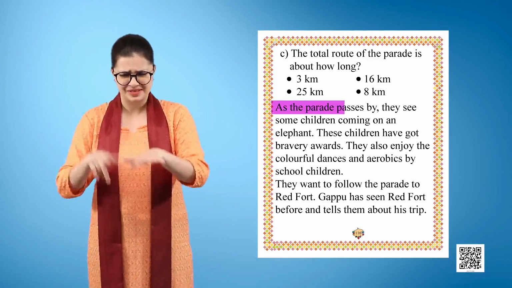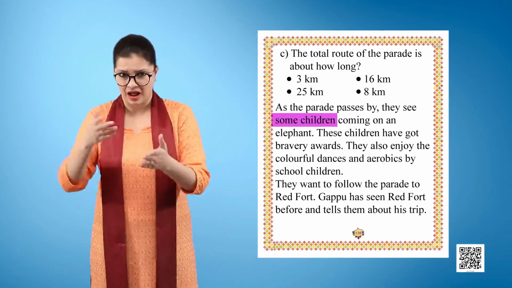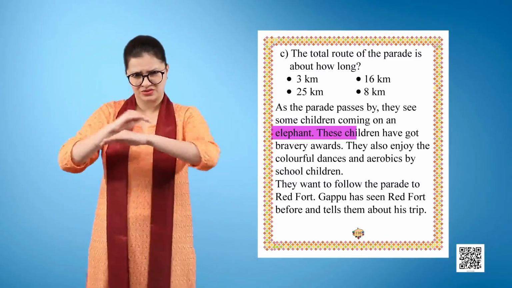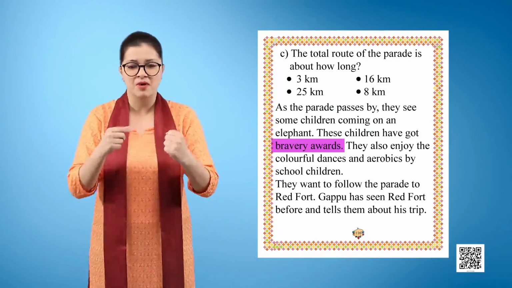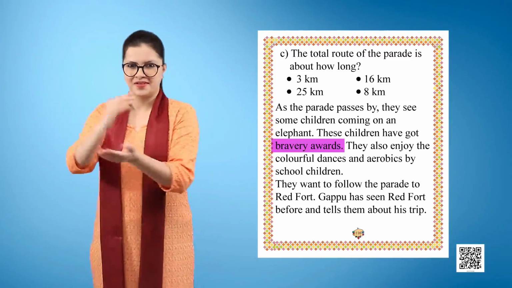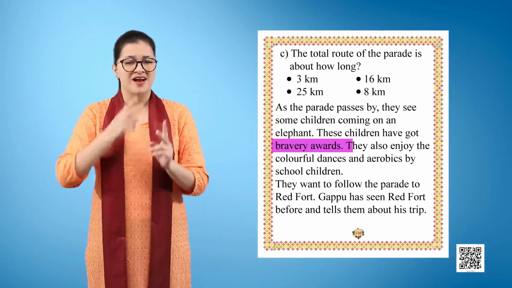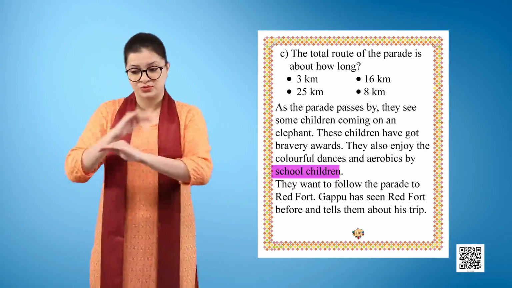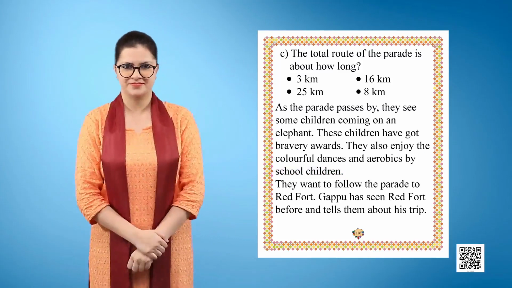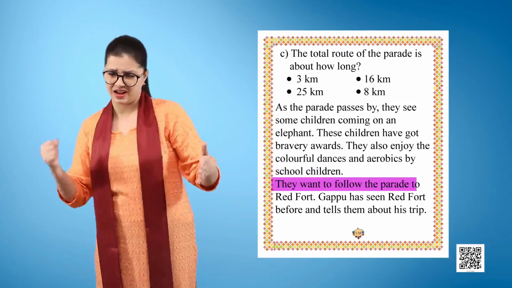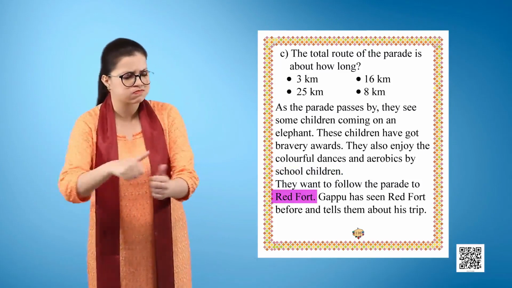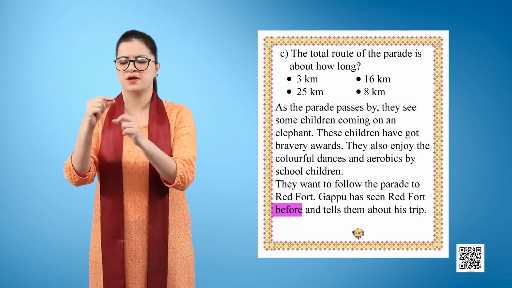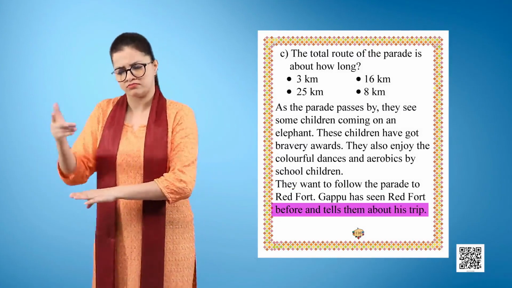As the parade passes by, they see some children coming on an elephant. These children have got bravery awards. They also enjoy the colorful dances and aerobics by school children. They want to follow the parade to Red Fort. Gappu has seen Red Fort before and tells them about his trip.